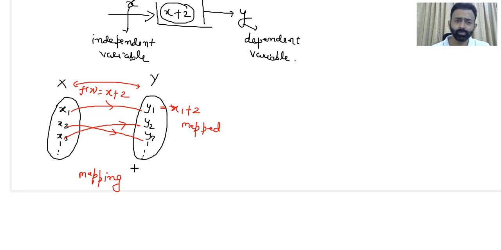Okay, so basically this is not the formal definition of a function. We will do different types of topics and then arrive at a formal definition of the function, because there are two words in the formal definition of a function which are required to be understood in detail. Okay, so next we are doing mapping.